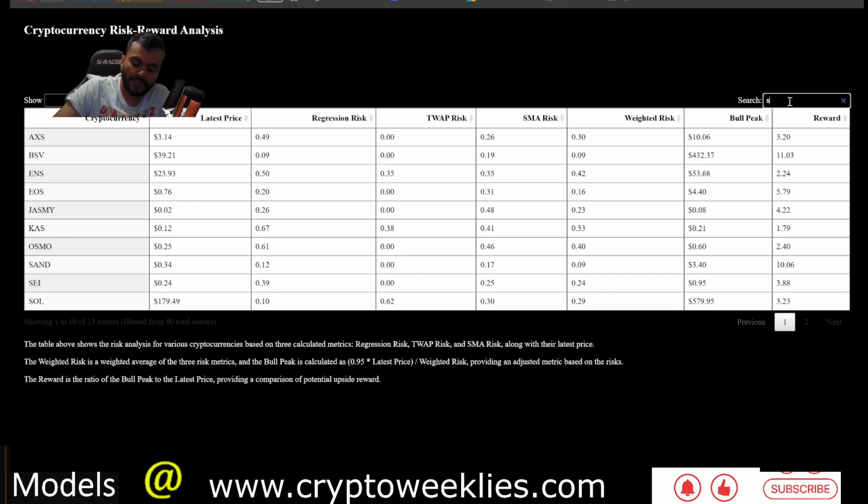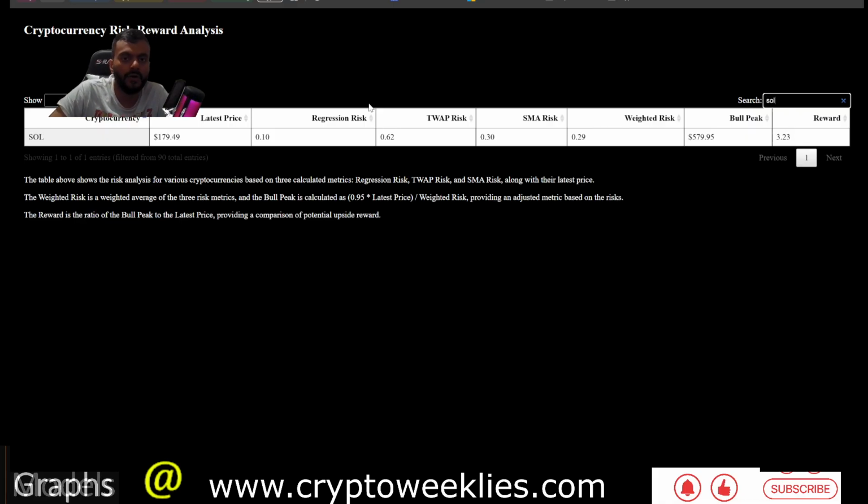In terms of the estimated bull run target for Sol, all things considered, the regression risk being fairly low at around 10% or 0.10, time weighted average price risk at around 62% or 0.62, SMA risk at around 30%, weighted risk is at around 30% also, as a weighting of all the three individual risks. Again, they are heavily geared towards the regression risk.